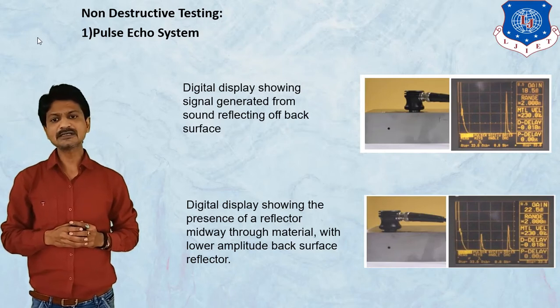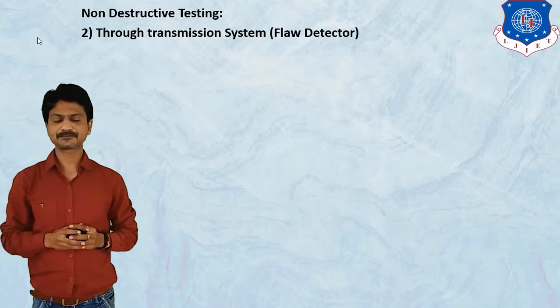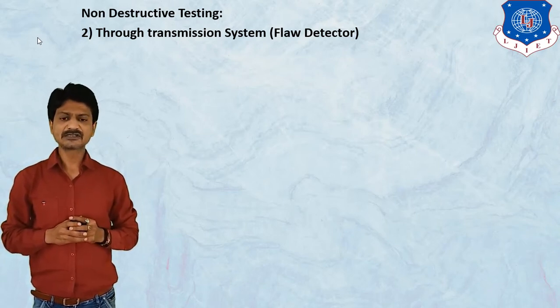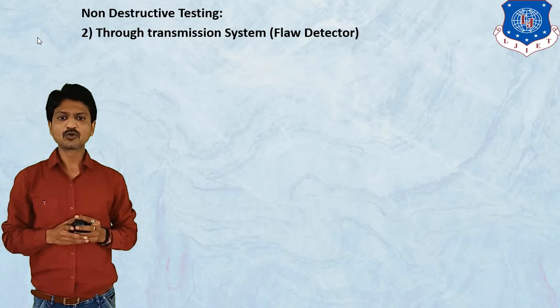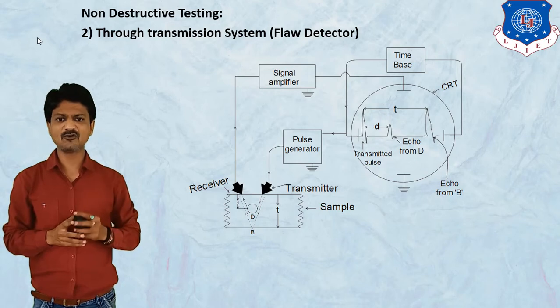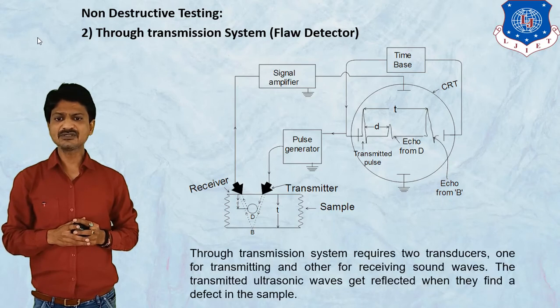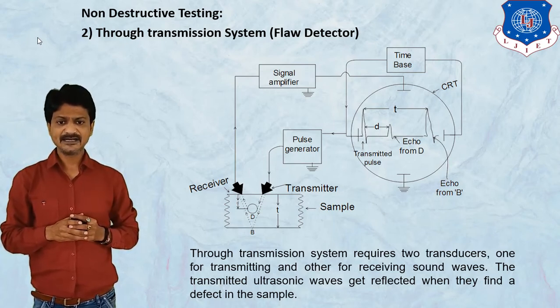Now, we will move towards the second method, that is the ultrasonic flaw detector through the transmission system. Here you can see in the figure, instead of the single transducer that we used in the pulse echo system, two transducers are used, one for transmitting and the other for receiving sound waves. The transmitted ultrasonic waves get reflected when they find a defect in the sample.